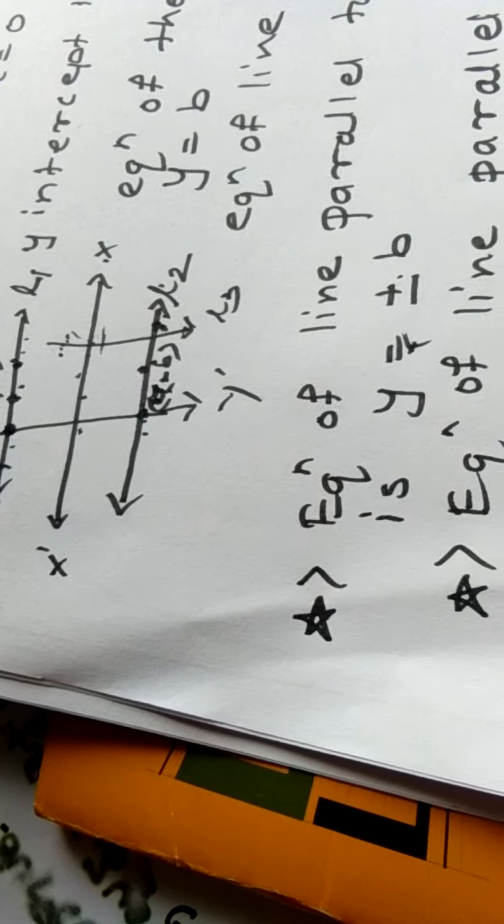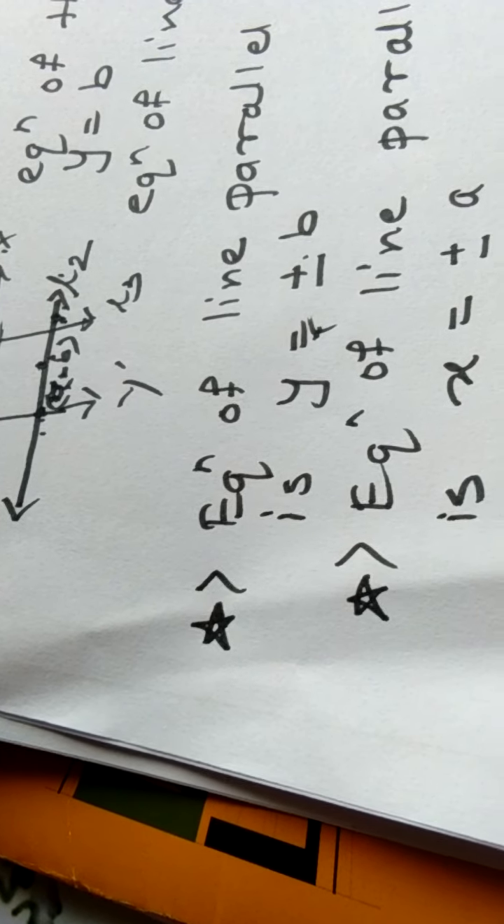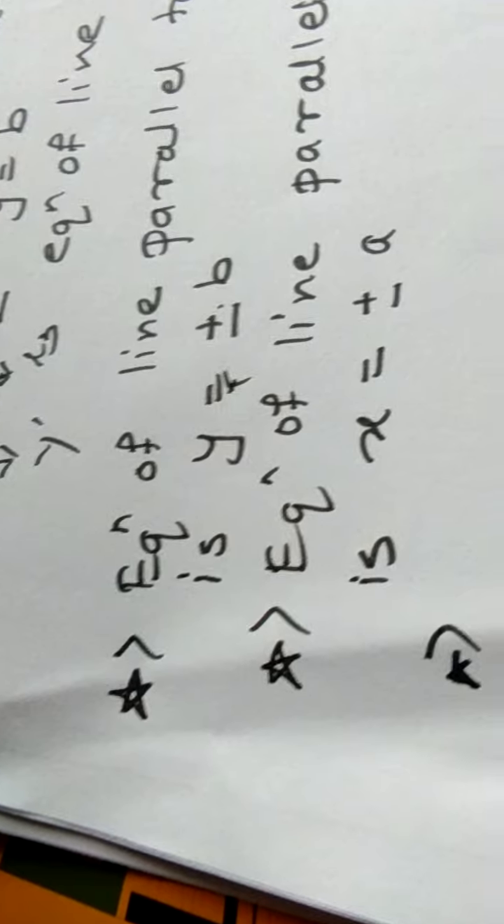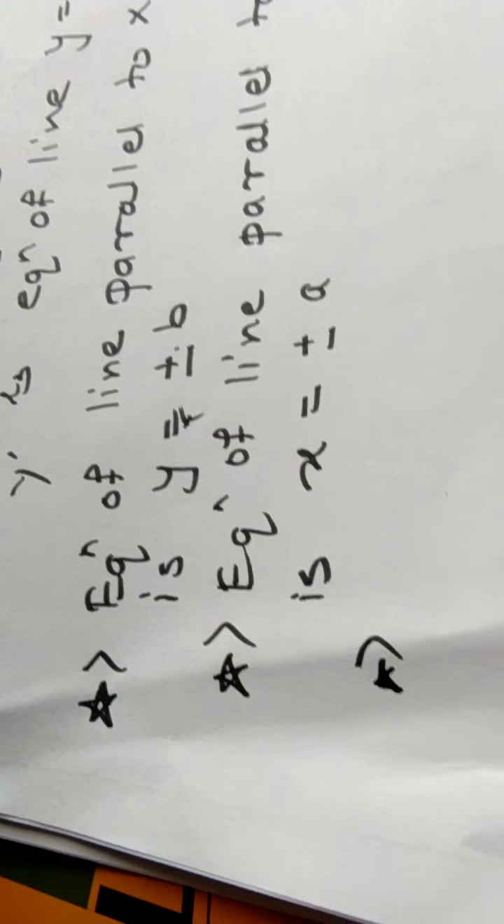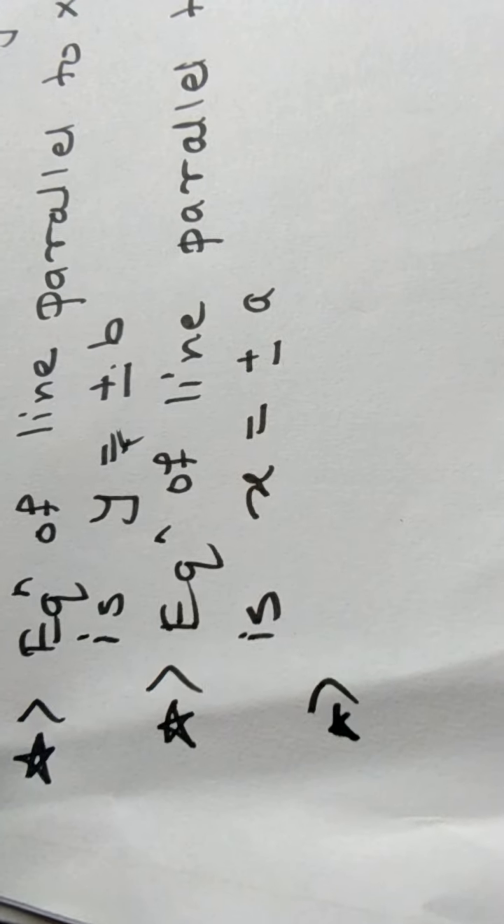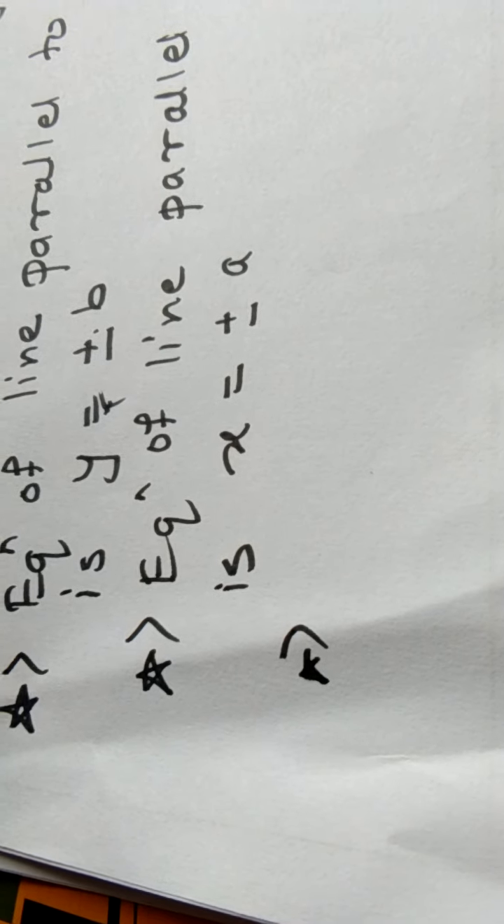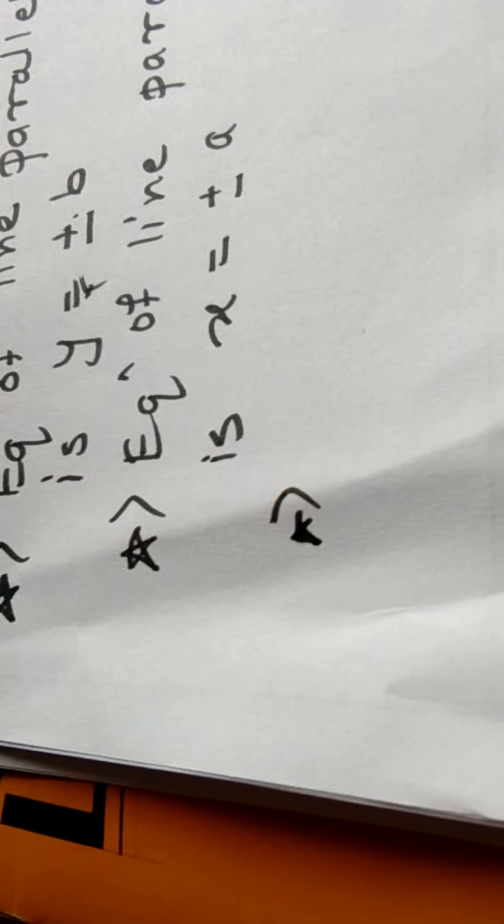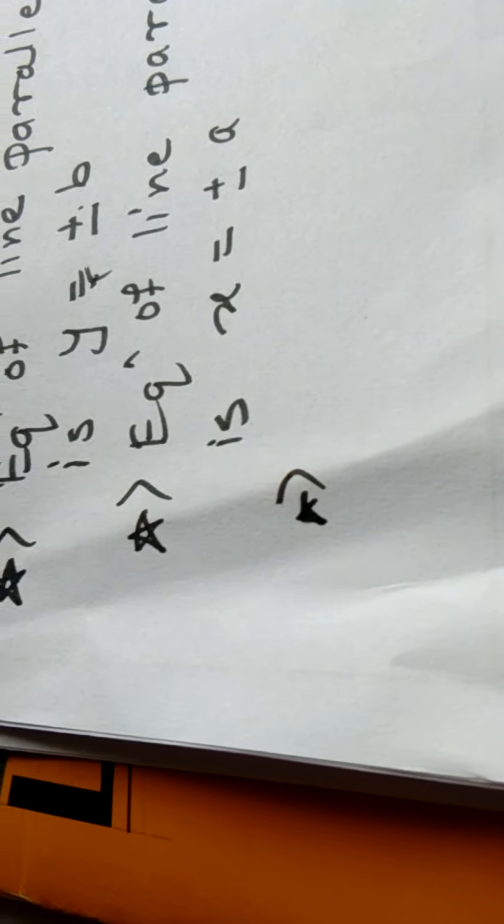Now, another star point we have to see: the equation of the x-axis is y is equal to 0. Equation of the y-axis is x is equal to 0. Now we will take one very simple example.